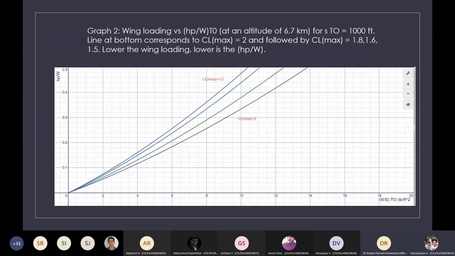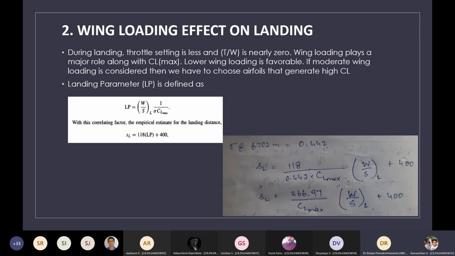Yes, sir. Okay, continue. So next is wing loading effect on landing. Again, the worst case scenario is taken to be 6.7 kilometers, and for that altitude we will be calculating landing distances, as the empirical formula says.